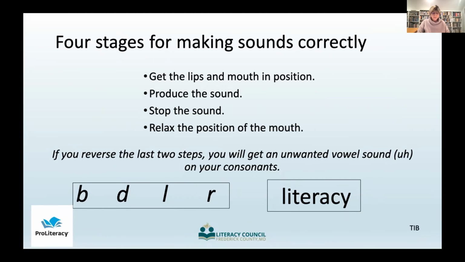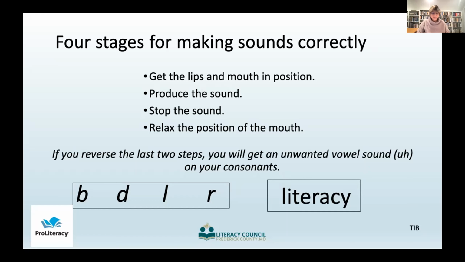If you reverse the third and fourth steps, the stopping and relaxing steps, you will get an unwanted vowel sound added to your consonants. So it's important to do these in the correct order. For example, when making the sound for V, if you relax your mouth position and open your mouth while still making the sound, you will suddenly be saying V-uh instead of V. And we don't say Valentine.